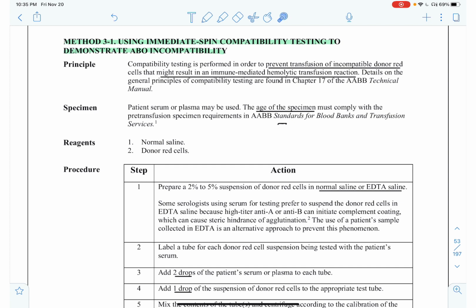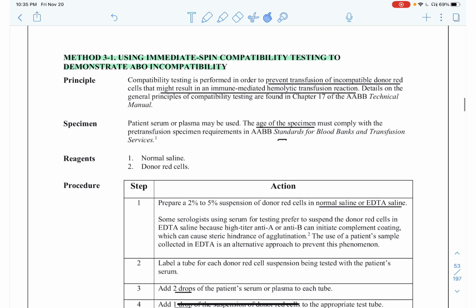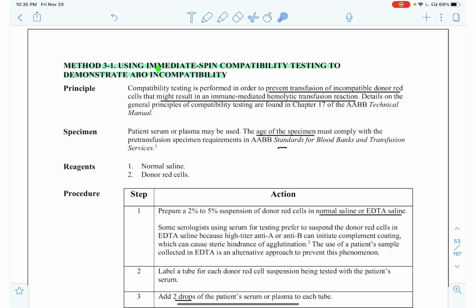This method is very straightforward. We'll often see this, and per the standards, we must have either an electronic or tube serological system to determine compatibility between ABO of the donor and the patient.